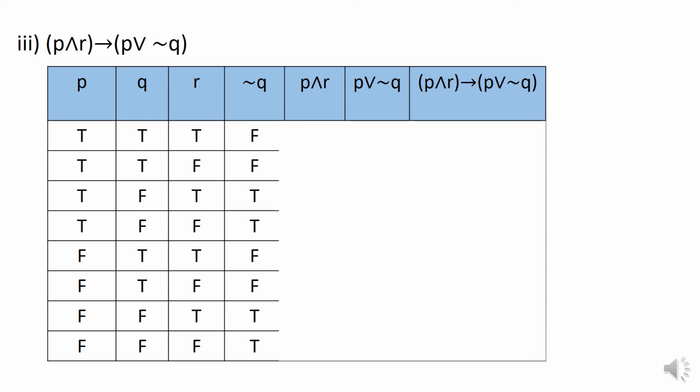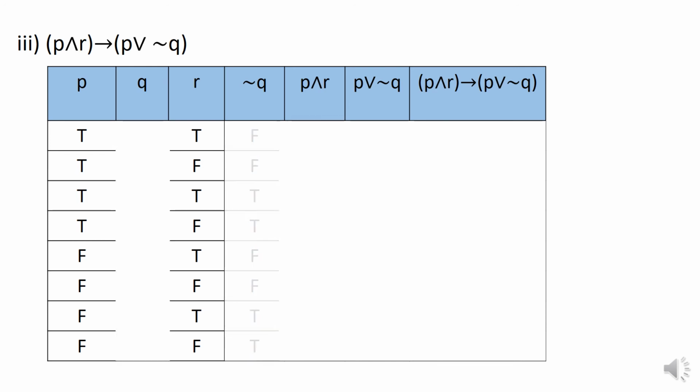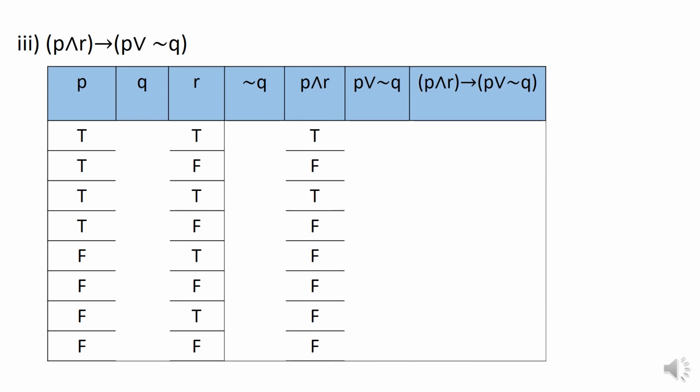Then for the next column, that is P and R, we are going to consider only P and R values. Thus, we don't need the other values. As of now, we will not consider them. So true and true, true, true and false, false, true and true, true, true and false, false, false and true, false, false and false, false, false and true, false, and again false and false, false.